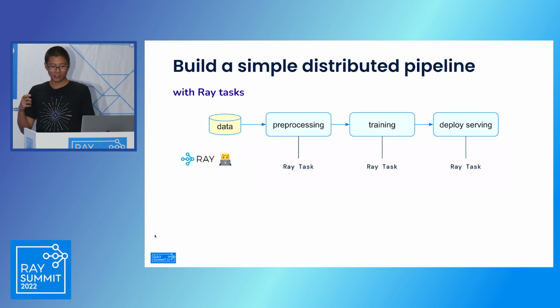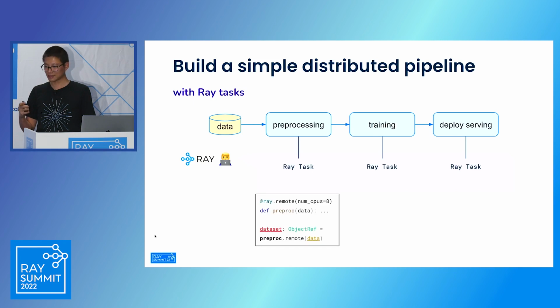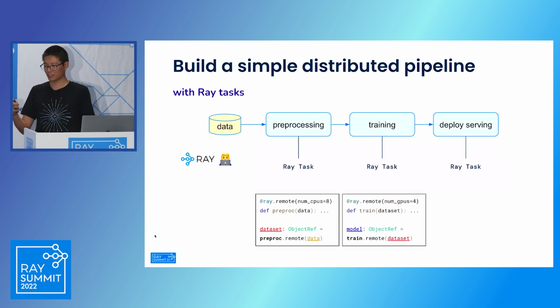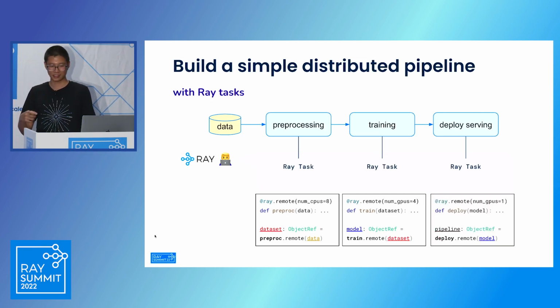For example, all we can do is define a Ray task, and for example here is a Ray task for pre-processing, and we invoke this process Ray task with input data, and this Ray task will return a future of the object immediately, and then we can pass the returned object ref, the future, into another task, and so on. And by chaining it together, you get a pipeline.